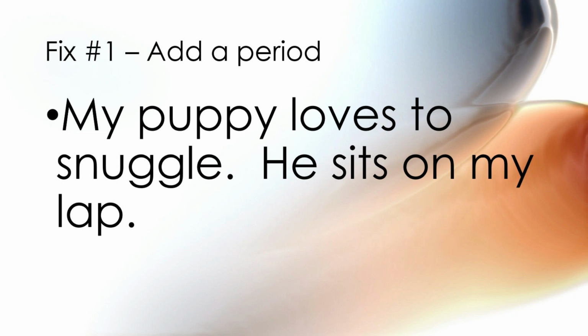Now, the first and least sophisticated way of fixing this problem is to simply form 2 complete sentences by putting a period at that point where the sentences were fused or where that comma splice was before. It would say, my puppy loves to snuggle, period, he sits on my lap. Note, you do need to capitalize the word he. It wasn't capitalized before, but when you insert that first period, you are starting a new sentence with he, so it does need to be capitalized.